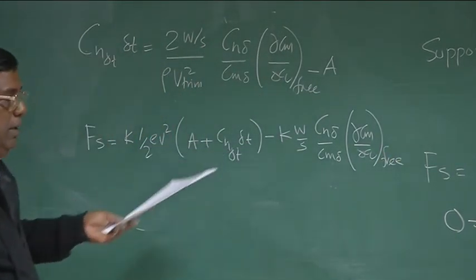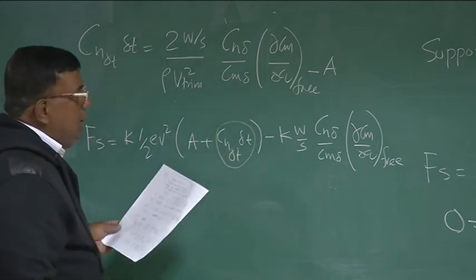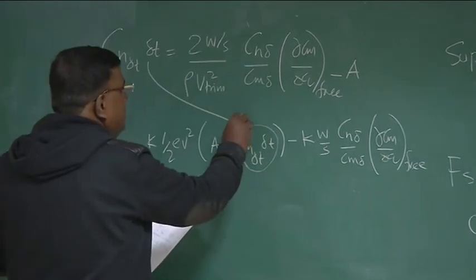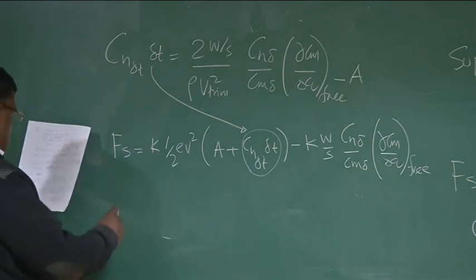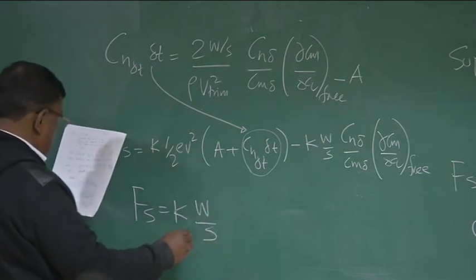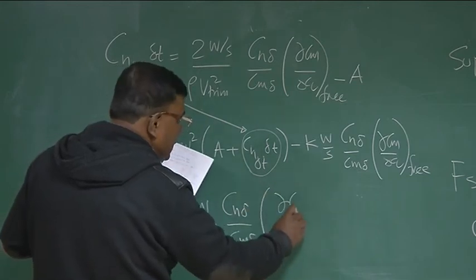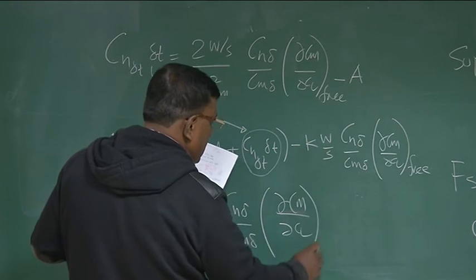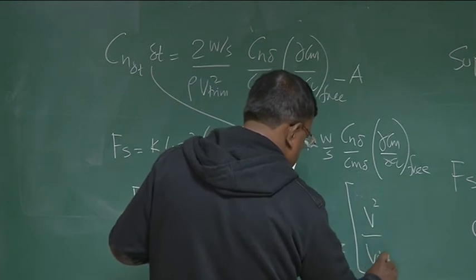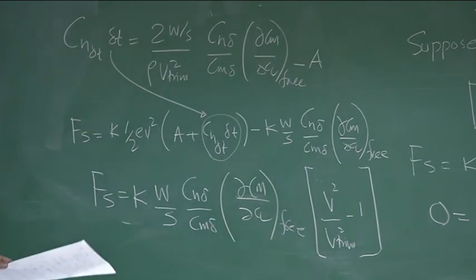Okay? This already you have derived. What I have to put? I have to only put the Ch delta t into delta t by this expression. Clear? This will come here. And then you can easily write Fs equal to k W by S Ch delta by Cm delta into dCm by dCl free, V square by V trim square minus 1. Fantastic expression. What you have done?